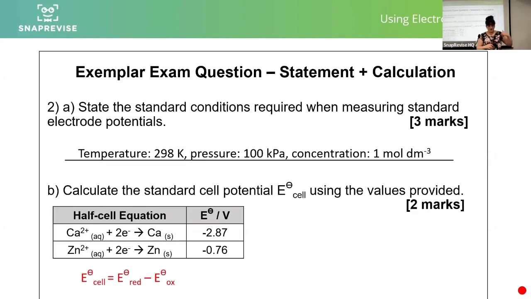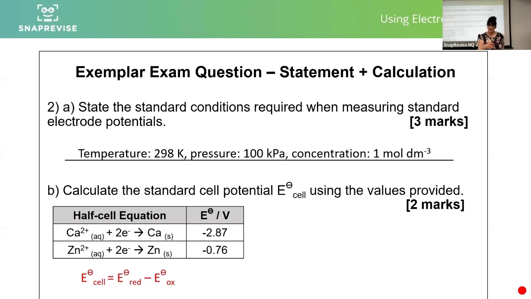Okay. We didn't do part A. That was just giving the standard conditions. Don't forget that you need to give concentration as a standard condition for electrochemical cells because it's necessary for standards. Part B, calculate the standard cell potential using the values provided. What are we going to get to?